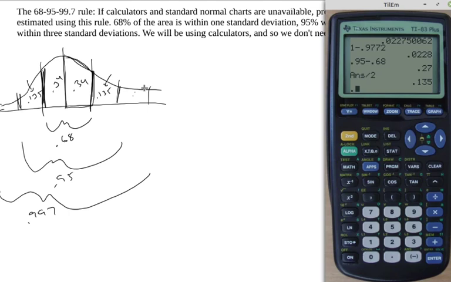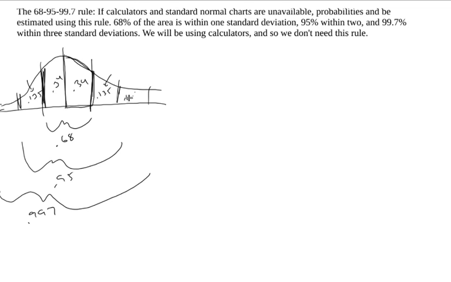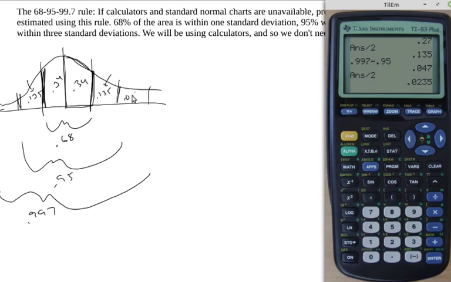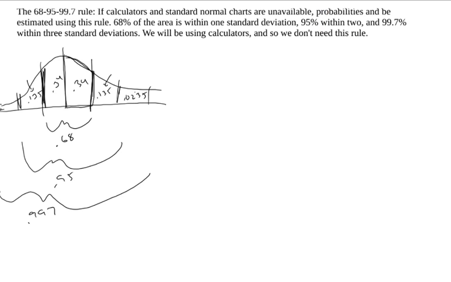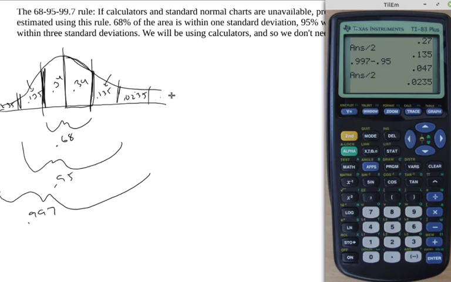This is 0.997 minus 0.95, because 95% of the area is accounted for. That's 0.047 split between the two of them. Divide that by 2, and this would be 0.0235.